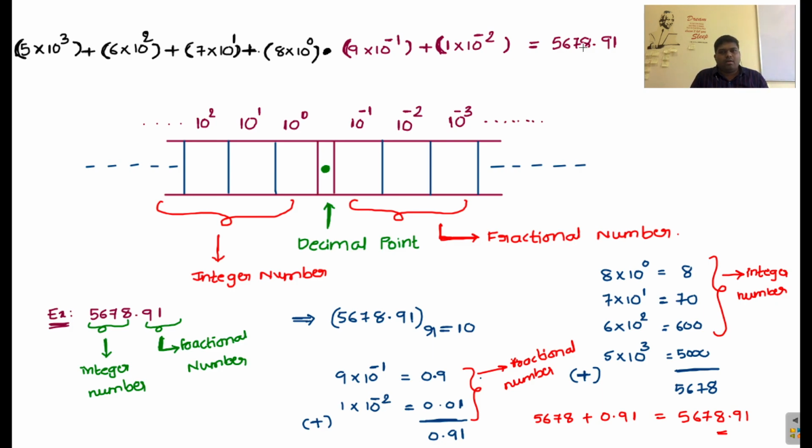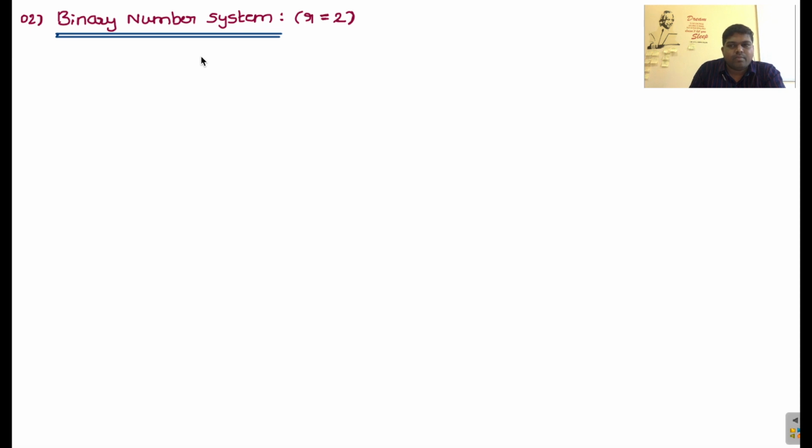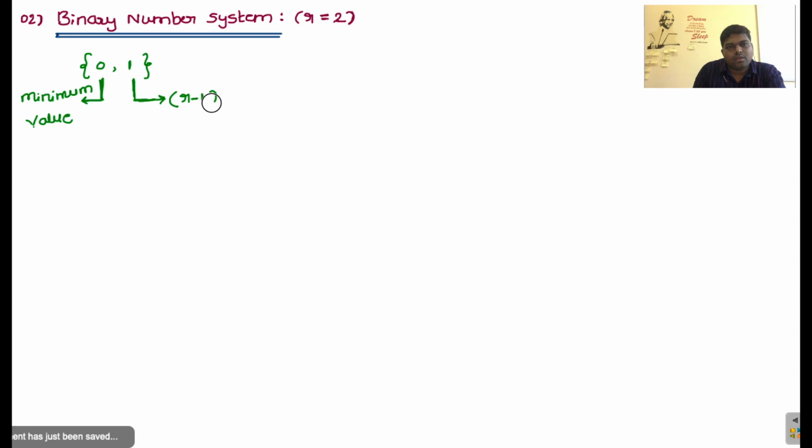This is one example of the decimal number system, and in the same way you can take the binary number system also. So the next one is the binary number system. This is the base 2 system, otherwise the radix 2 system. That's why here I mention r equals 2. The possible digits are 0 and 1, only these two. This one is the minimum value, and this one is r minus 1. Here r equals 2, and 2 minus 1 means 1, so this is your maximum value.